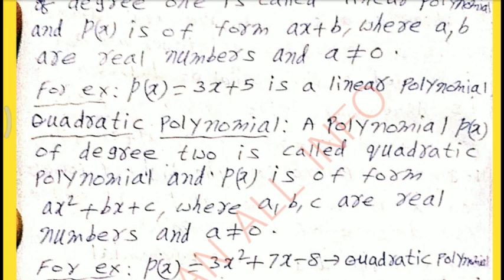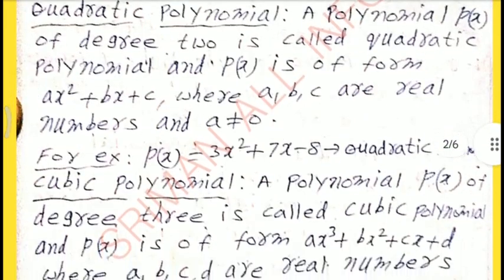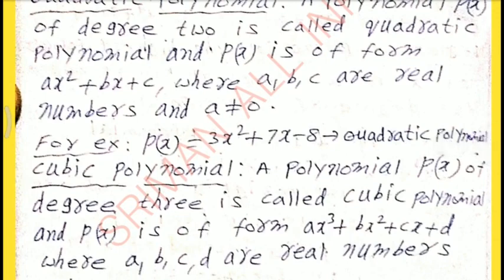Quadratic polynomial. A polynomial p of x of degree 2 is called quadratic polynomial, and p of x is of form ax square plus bx plus c, where a comma b comma c are real numbers and a is not equal to 0. Example, p of x is equal to 3x square plus 7x minus 8, quadratic polynomial.